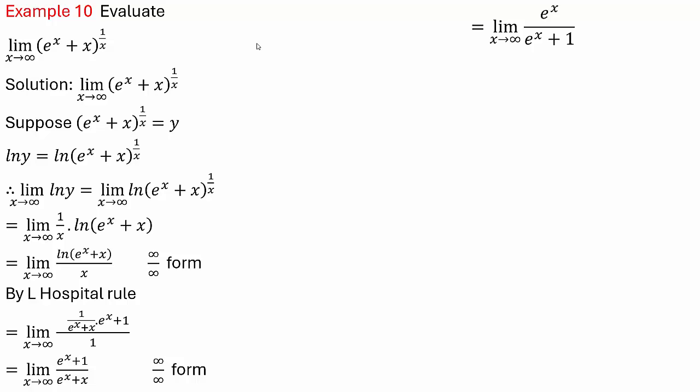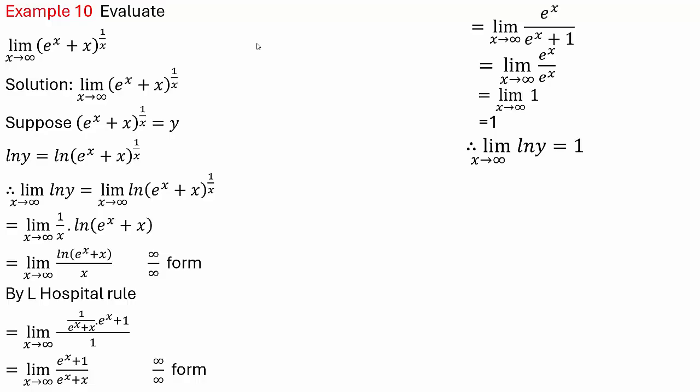Hence, we shall again apply L'Hospital rule, which is nothing but limit x tends to infinity of derivative of e raised to x plus 1, which is e raised to x, divided by derivative of e raised to x plus x, which is e raised to x plus 1, and which is again infinity by infinity form. Hence, again applying L'Hospital rule, we will get limit x tends to infinity of e raised to x divided by e raised to x, which is 1. That is limit x tends to infinity of 1, and we will get final answer 1.